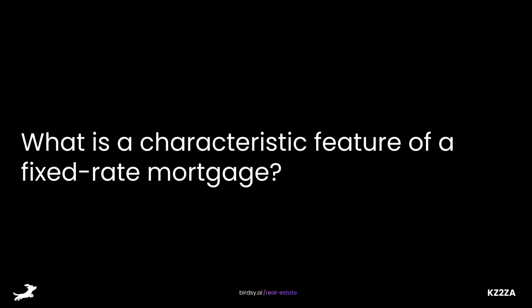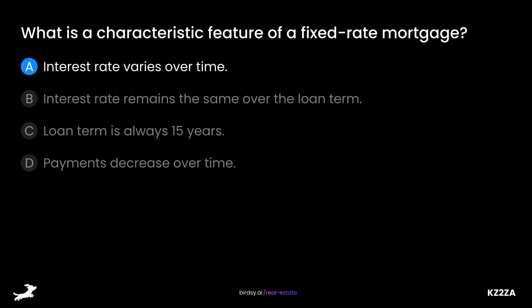What is a characteristic feature of a fixed-rate mortgage? Is it A, interest rate varies over time? B, interest rate remains the same over the loan term? C, loan term is always 15 years? Or D, payments decrease over time?